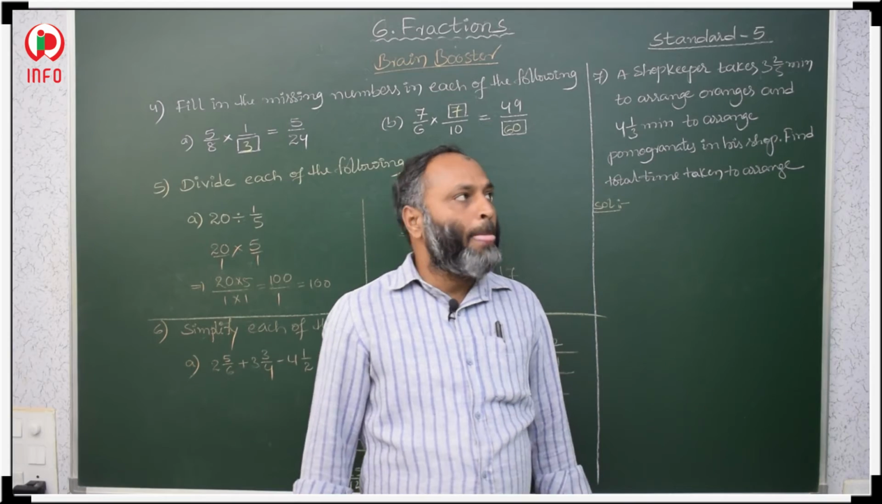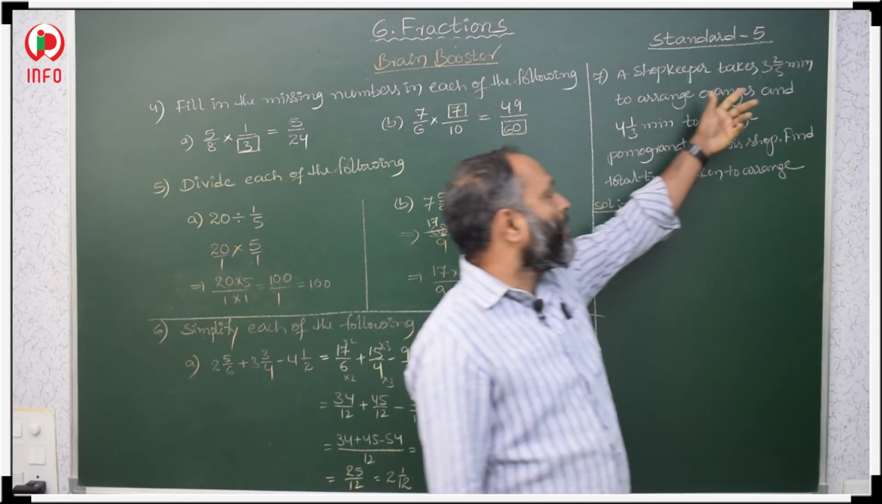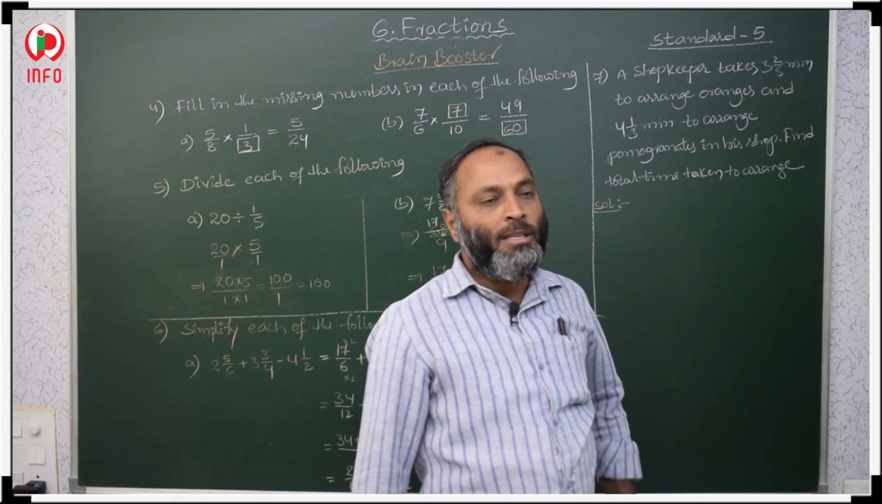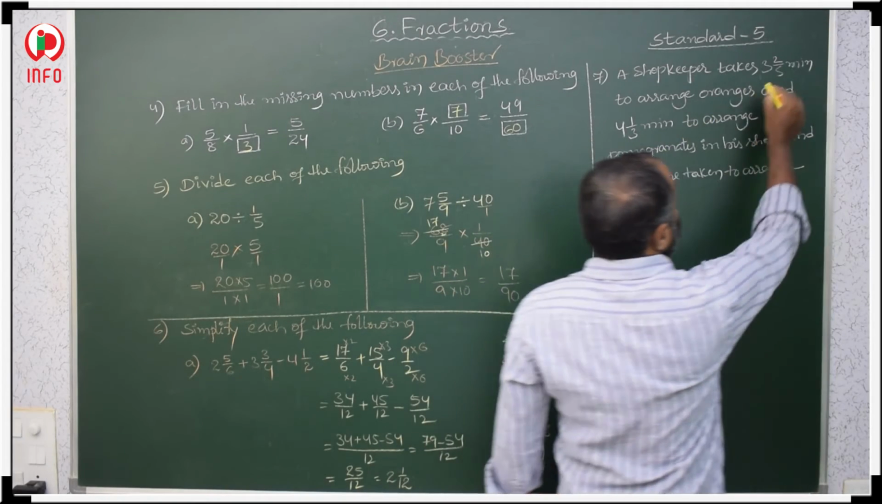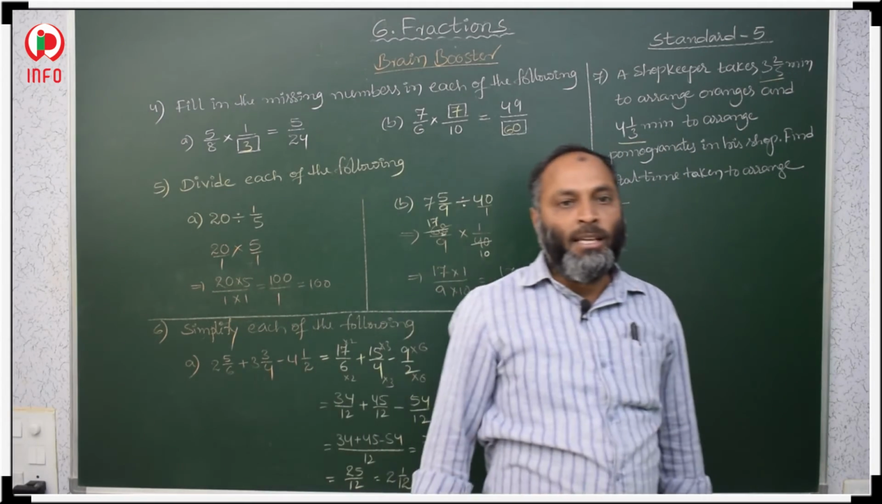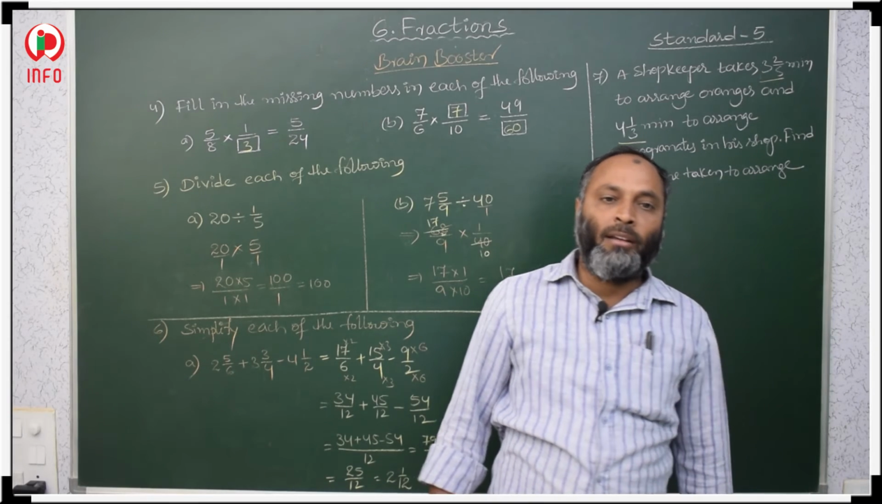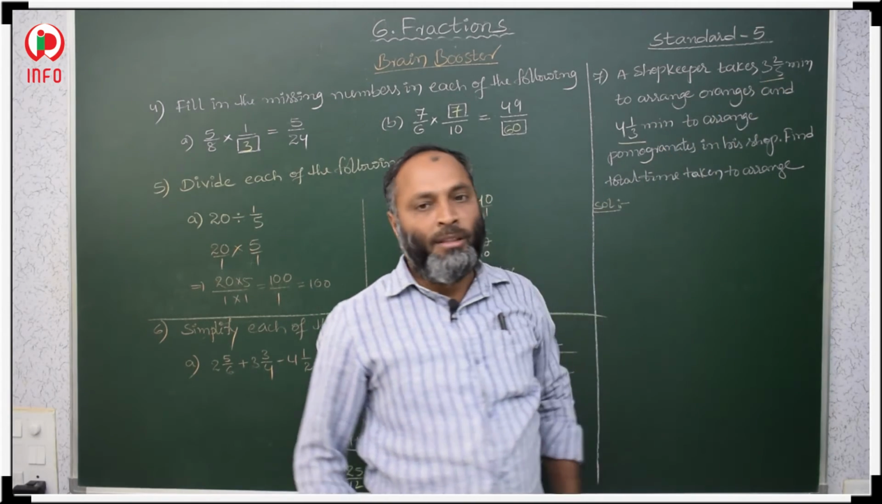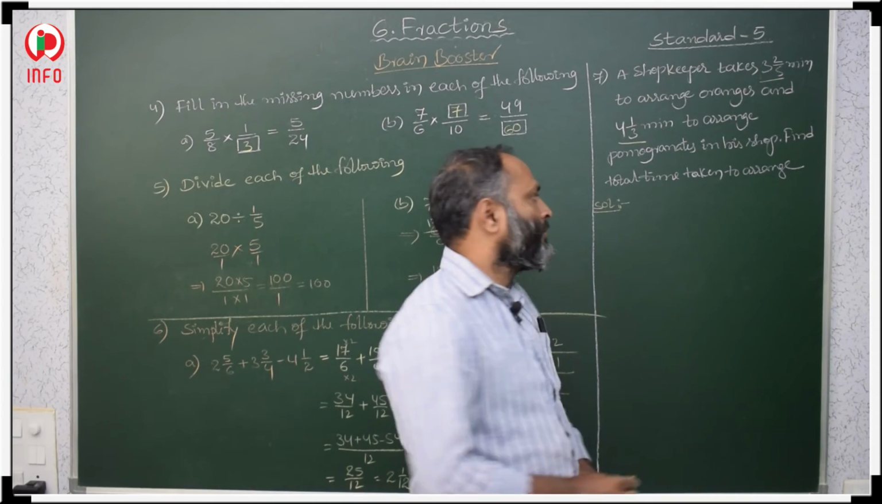So, first, how much time has he taken to arrange oranges? 3 2 by 5. Then how much time has he taken to arrange pomegranates? That is 4 1 by 3. The total time he is asking. Total time means we have to add. So, this 3 2 by 5 and 4 1 by 3. Total means we have to add.